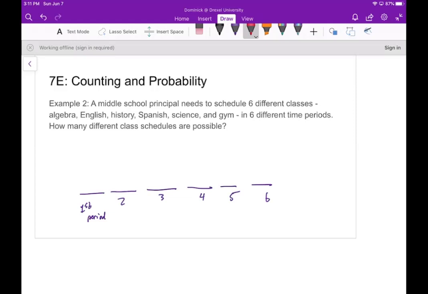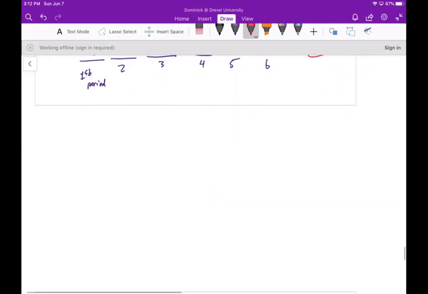Now, in the first period, you have 6 classes to choose from. You can pick any one of those 6. Now, in the second slot, you've already picked a class for first period, so now you only have 5 to choose from. And then you have 4, and then 3, and then 2, and then 1. So now if you multiply these together, you're going to get 6 times 5 times 4 times 3 times 2 times 1, which of course is 6 factorial, which if you multiply out, you'll find will be 720, right? So you can either leave it as 6 factorial, or if you really want to, you could write out 720 also.